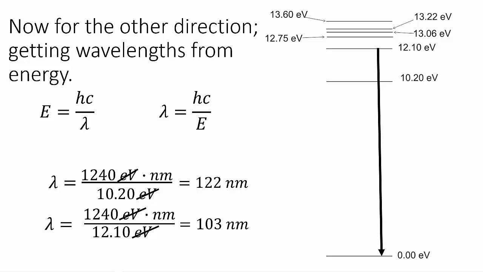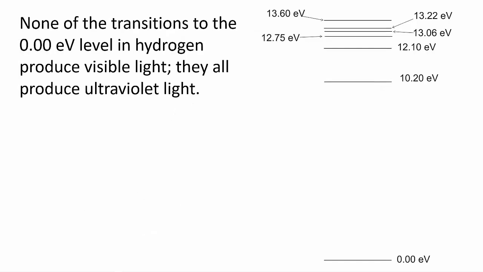By the way, there are actually many more energy levels than this. In between the top level and the level just below it, 13.22 electron volts, there are an infinite number of possible energy levels. I didn't bother to draw them, and I didn't bother to put numbers on them either, because it was hard enough to make this diagram. None of the transitions to the 0.00 level in hydrogen produce visible light. They all produce ultraviolet light.